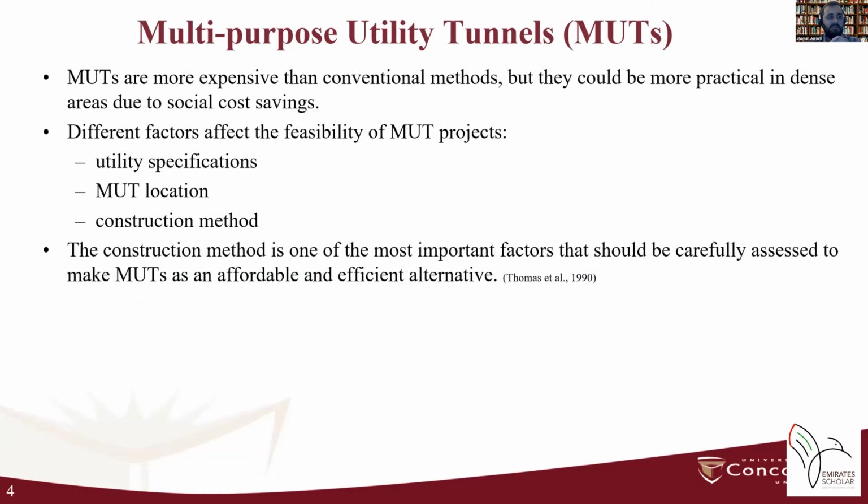MUTs are more expensive than conventional methods, but they could be more practical in dense areas due to social cost savings. And different factors could affect the feasibility of MUT projects, including utility specification, MUT location, and construction method, among which the construction method is one of the most important factors that should be carefully assessed to make MUTs an affordable and efficient alternative.